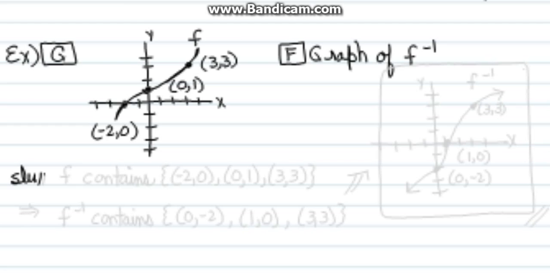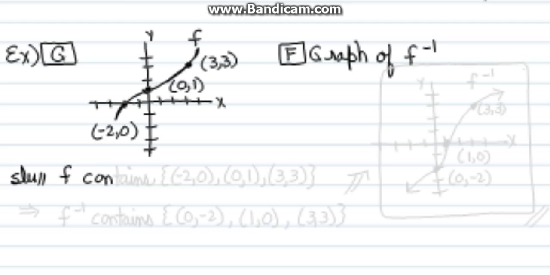In this example, we're given a graph, and we're specified three particular points: the ordered pair (x, y) equals (3, 3), the ordered pair (x, y) equals (0, 1), and the ordered pair (x, y) equals (-2, 0). And from that information, we're asked to find the graph of the inverse function, f inverse. So the thing you want to remember is what it means to be an inverse function.